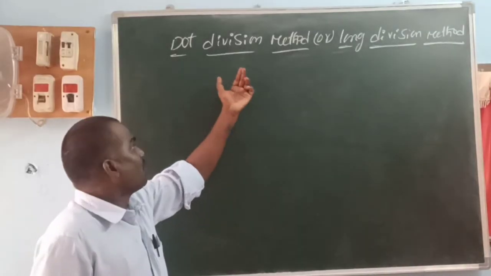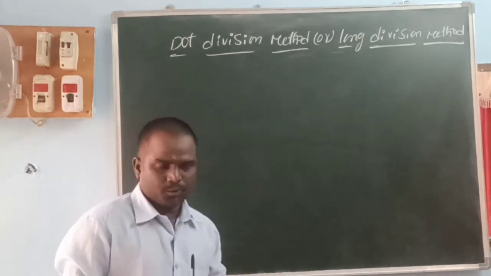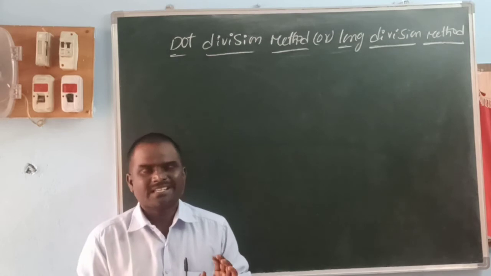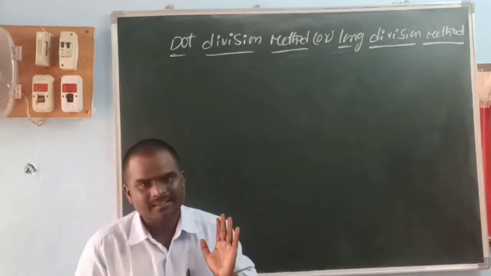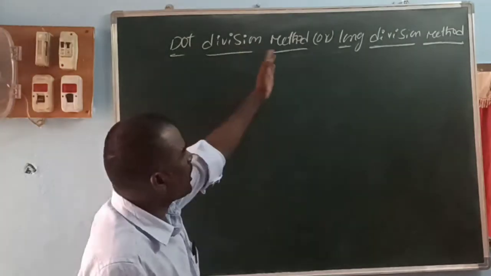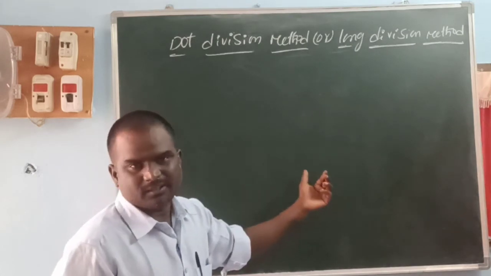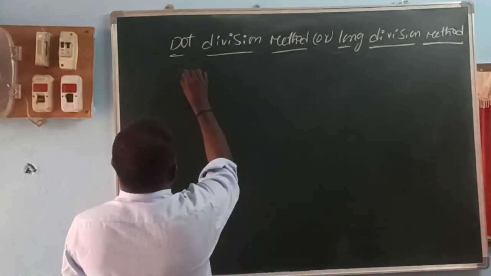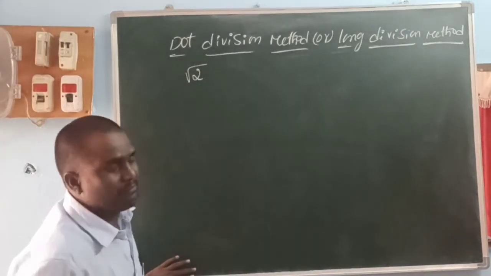Next one. Find the value of root 2. Here square root 2. 2 is not a perfect square. It is a non-perfect square. So root 2 is an irrational number. Okay, how can we find the root 2 value? By using the dot division method. We cannot find it by using the prime factors method. Why? 2 we can write only as 2 to the power 1. So here, find the root 2 value by using the dot division method.